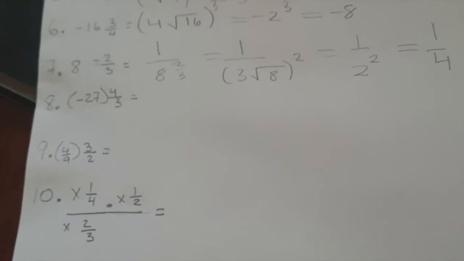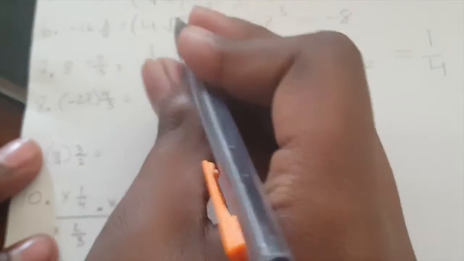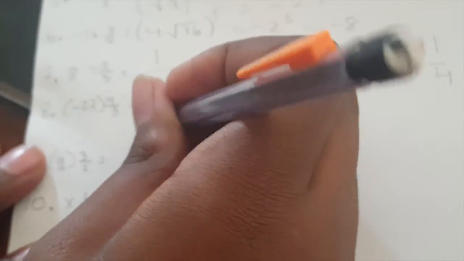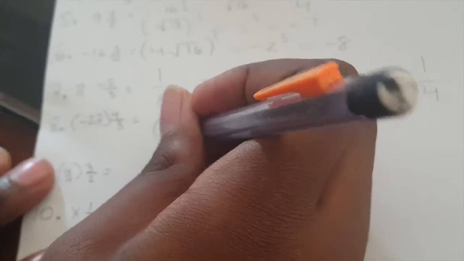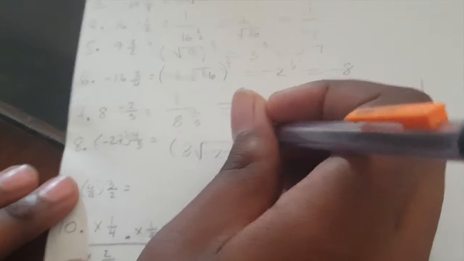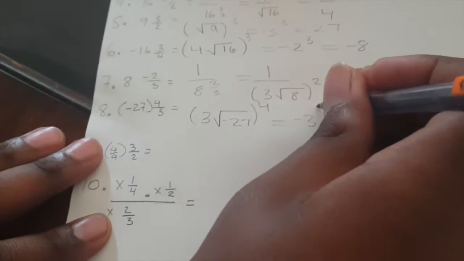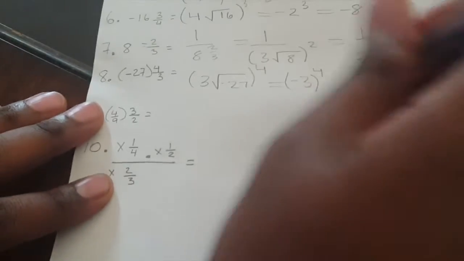For number 8, you would do the same problem as number 6. You would put the cube root of negative 27 this time to the 4th power, which is equal to negative 3 to the 4th, and that is equal to 81.